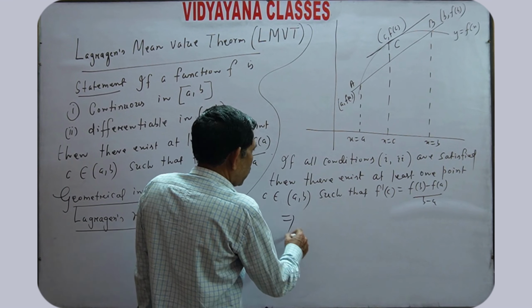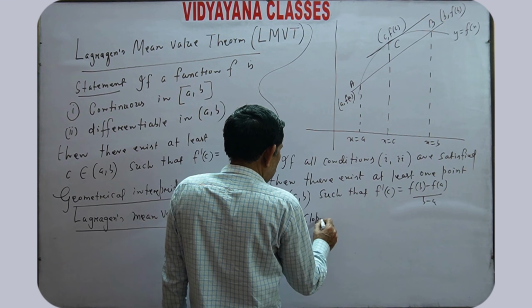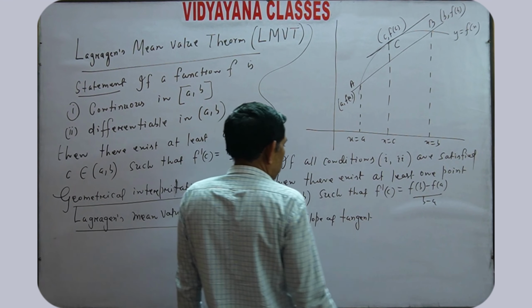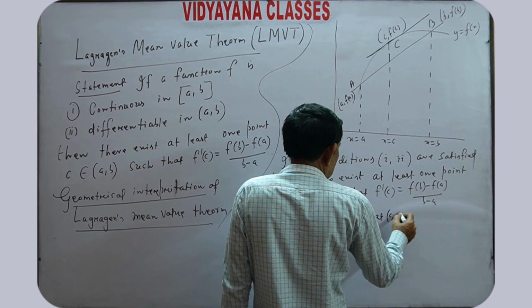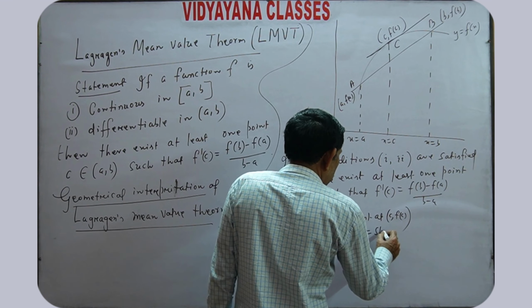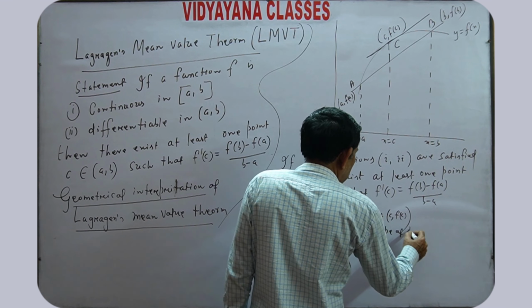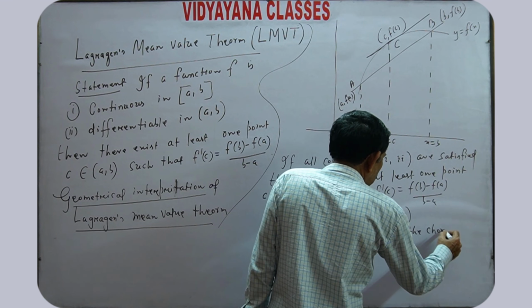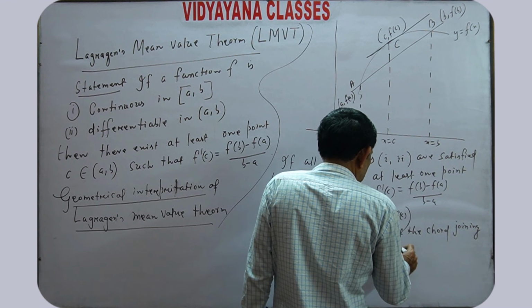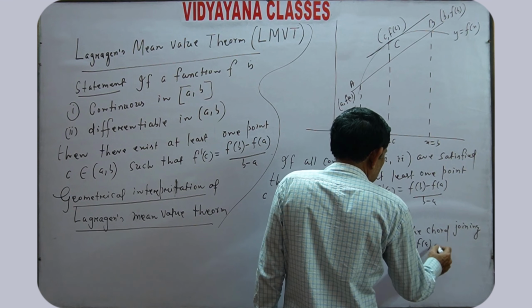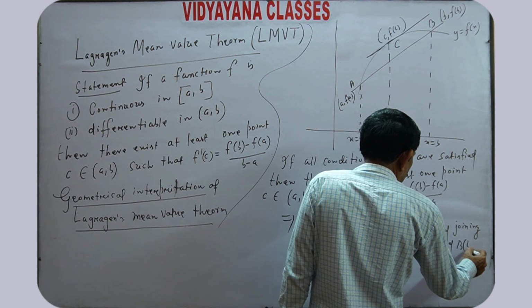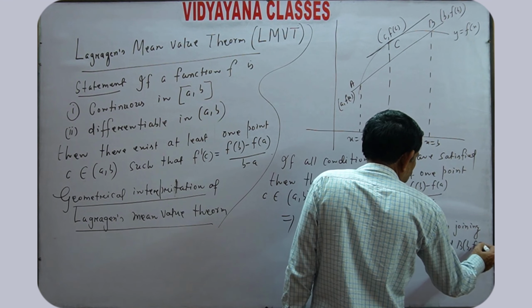which implies that, what is f dash c? Slope of tangent at c, f(c) is equal to slope of the chord joining capital A, a, f(a) and capital B, b, f(b).